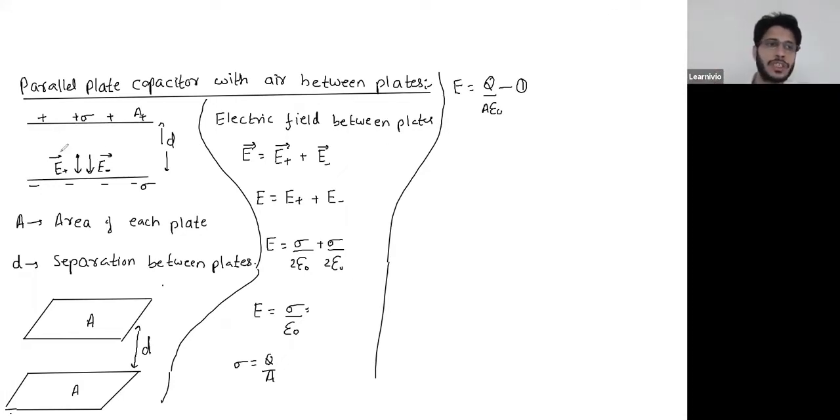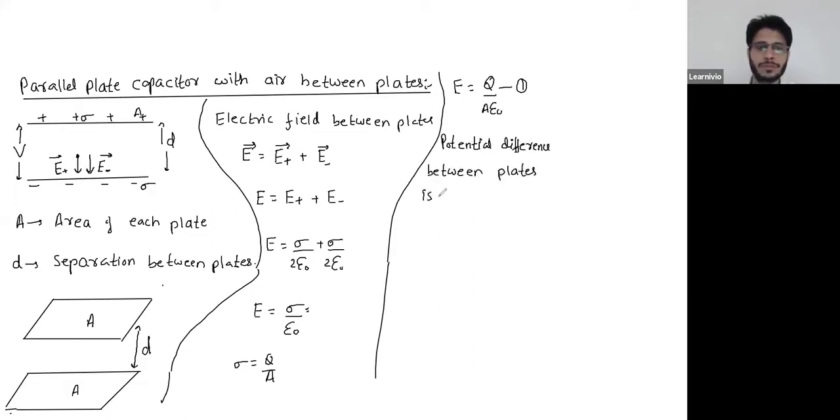Next, you have to calculate the potential difference. This plate is positively charged, and this plate is negatively charged, so there is a potential difference between the plates. The potential difference between the plates is V. You can relate electric field and potential difference in this way: E is minus delta V over delta R. This negative sign gives the direction of field, but right now we are just interested in magnitude. Fatma, what is the value of delta V here? What is the potential difference between the plates?